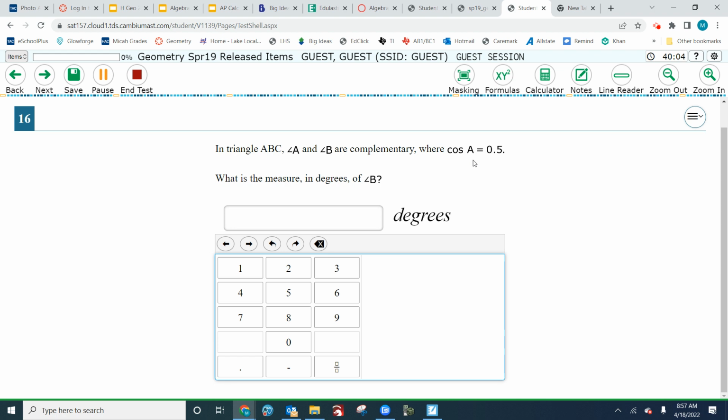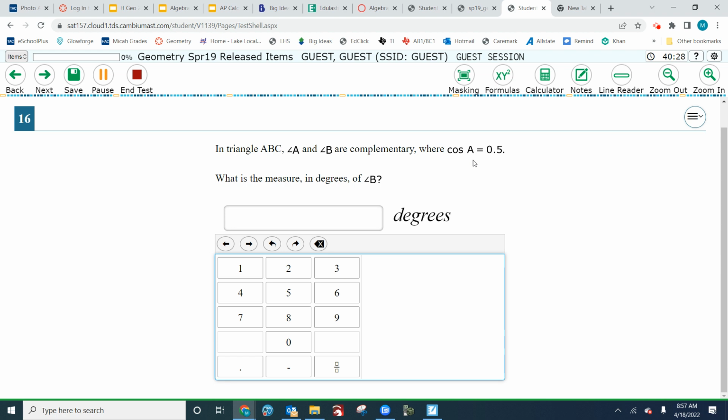Jared, what did you do to find B? I did the sine inverse of 0.5. Like the inverse sine. Well, why'd you do sine inverse of 0.5? Because the cosine of A is equal to the sine of B. So he said the sine of B is also 0.5, right?